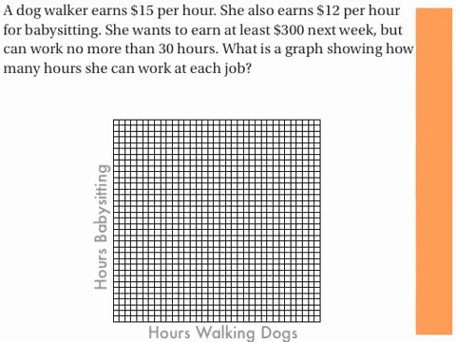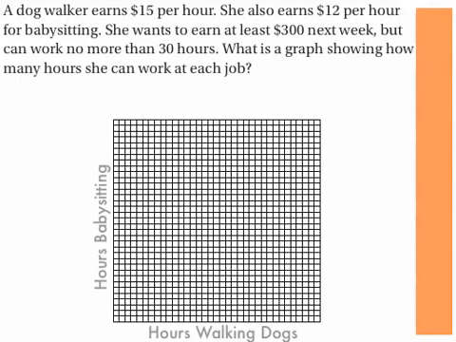This last example says a dog walker earns $15 per hour. She also earns $12 per hour for babysitting. She wants to earn at least $300 next week, but can work no more than 30 hours. What is a graph showing how many hours she can work at each job? I have two different inequalities that I can write here.